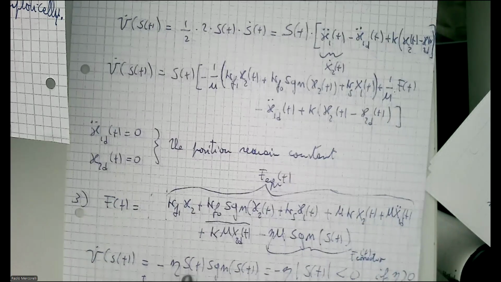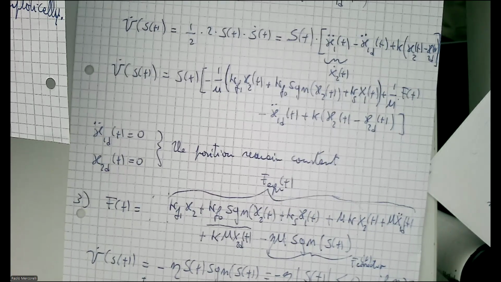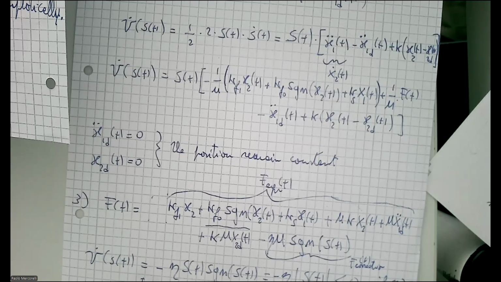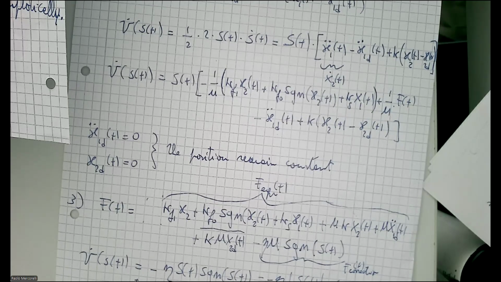Minus eta multiply S of t SGN. This is always the same. It's easy to remember. It's always the same. Equals minus eta multiply the absolute value of S of t. If eta is positive, this is negative. We achieve the goal.